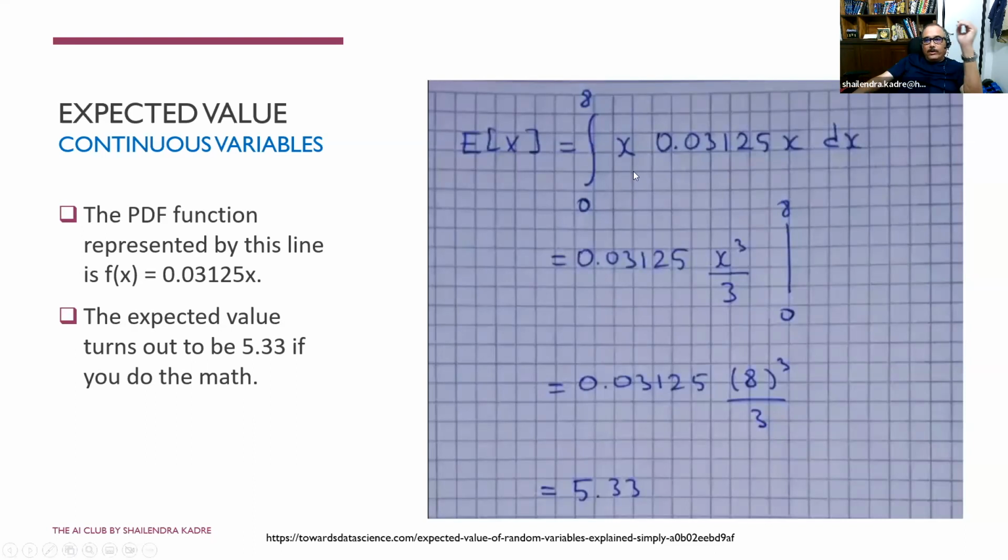Okay, so now we know how to calculate E(x) for a continuous variable and how to calculate E(x) for a discrete variable. Guys, any problem in this?